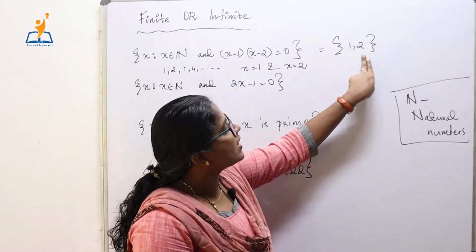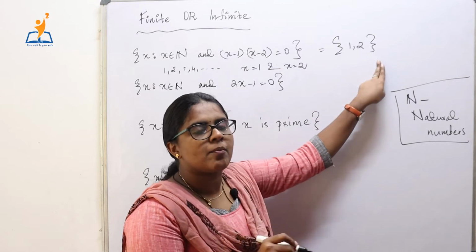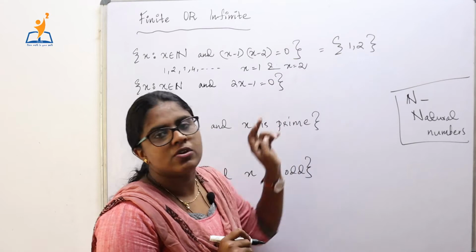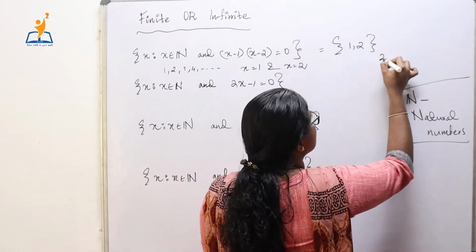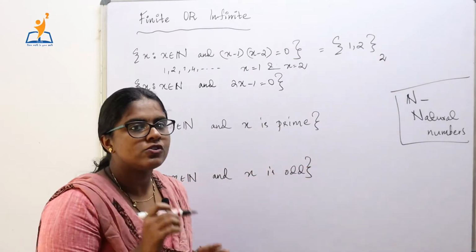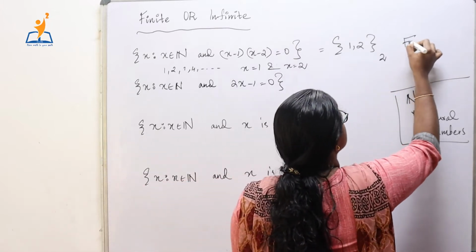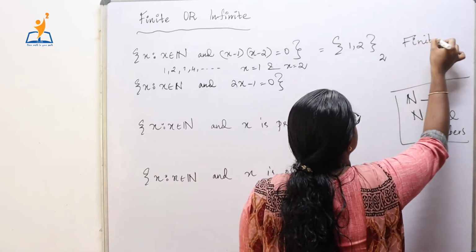Now, what about the cardinality or the number of elements of the set? We can count it easily, 1, 2. So, there are 2 elements in the set. So, 2 is a definite number and we can therefore say that this set is a finite set.